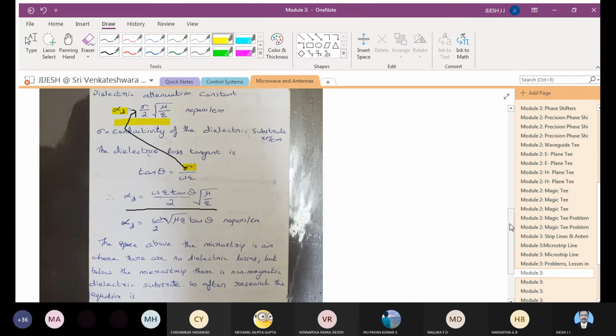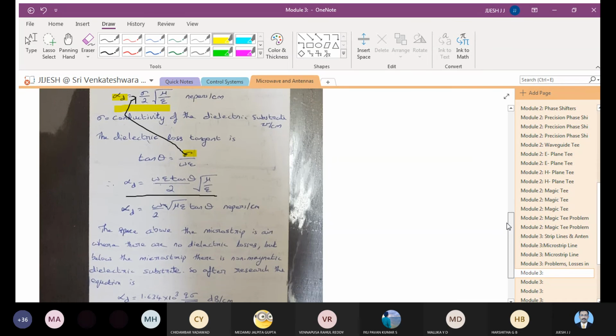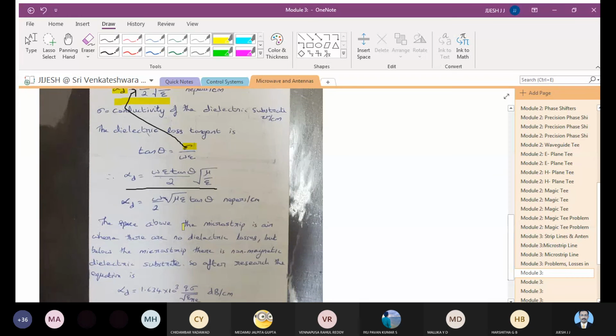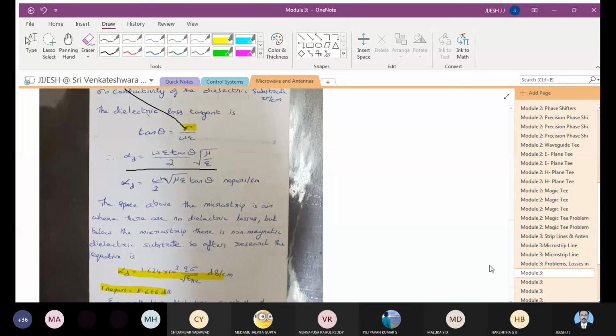All of you can complete it till here, the equation for alpha D, and from there onwards we'll continue further. We'll stop here at alpha D. The equation for alpha D is equal to 0.634 times 10 to the power of 3 q sigma divided by root of epsilon Re. So we'll stop there, and we'll continue further in the next class. All of you complete it till there.